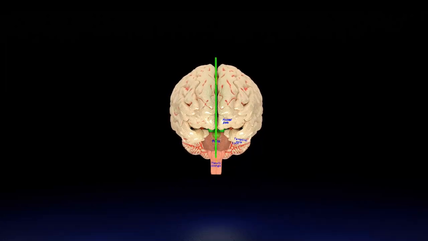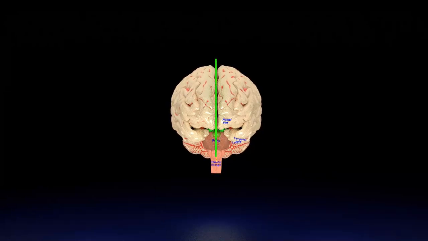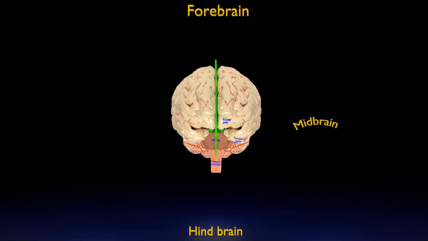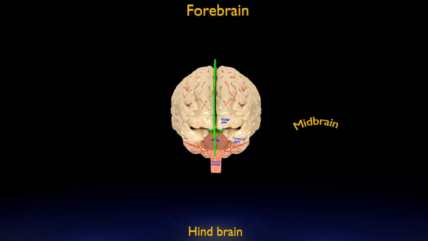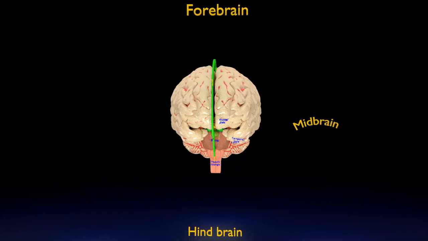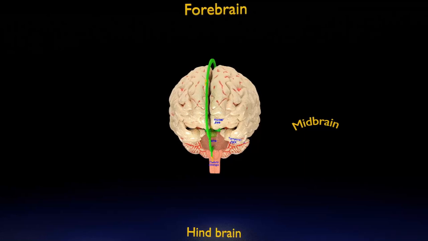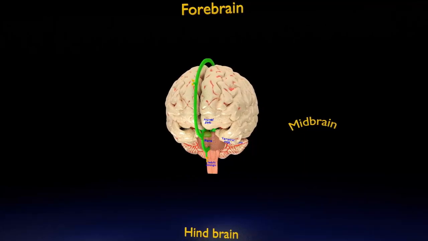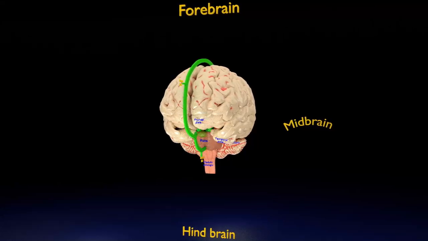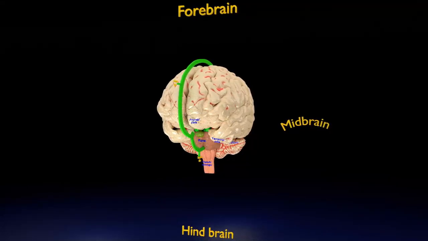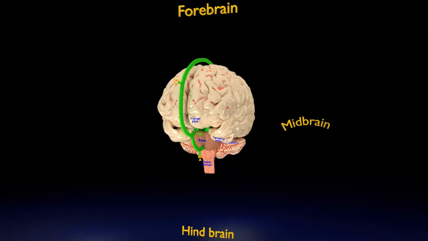So, to begin with, the nervous system has two main parts. The central nervous system, made of the brain and the spinal cord, floating in the cerebrospinal fluid. The peripheral nervous system, made up of the nerves that branch off from the spinal cord and extend to all parts of the body. The autonomic nervous system comprises nerves that connect the central nervous system to the heart, blood vessels, glands, and smooth muscles. The brain can be divided into 3 basic units: the forebrain, the midbrain, and the hindbrain.